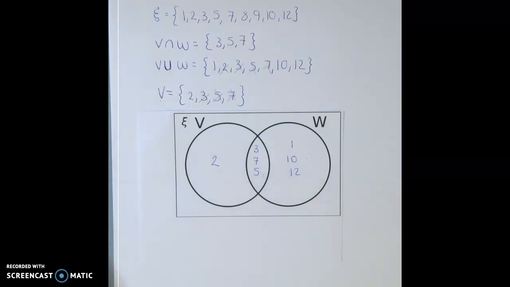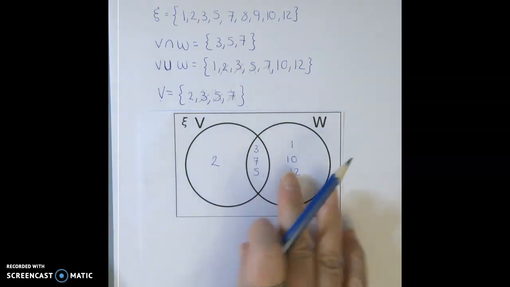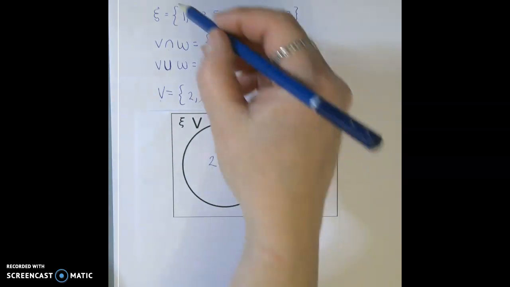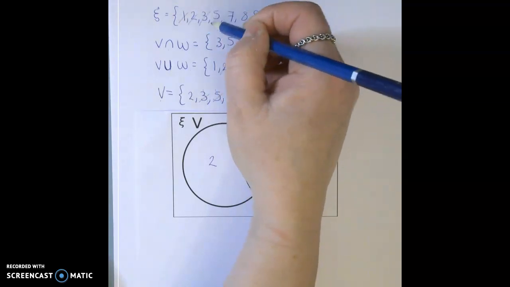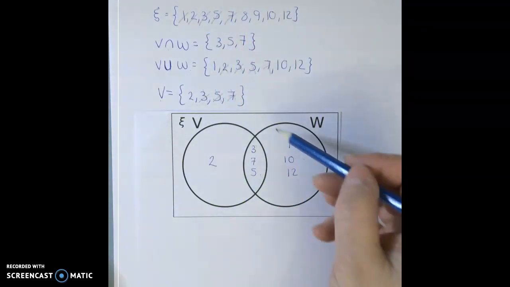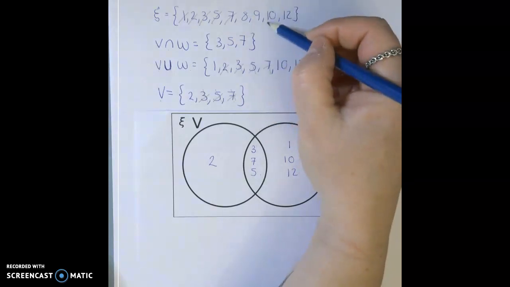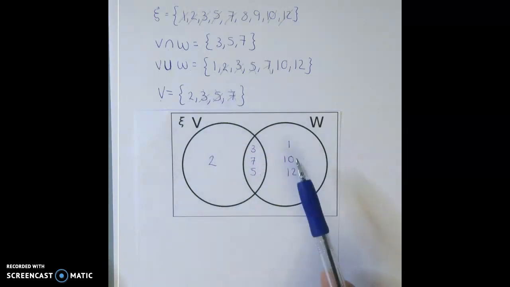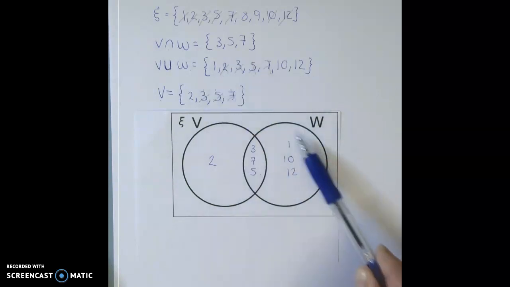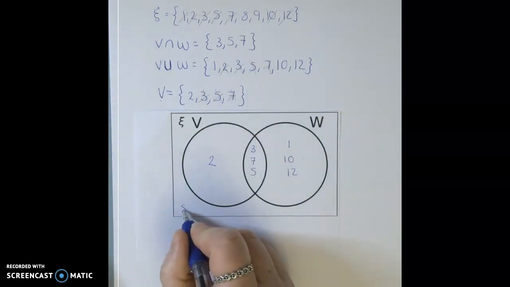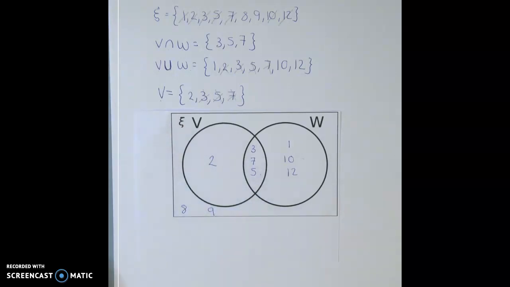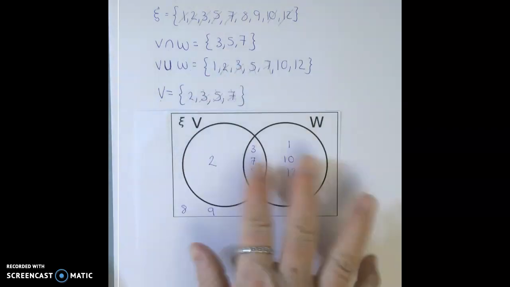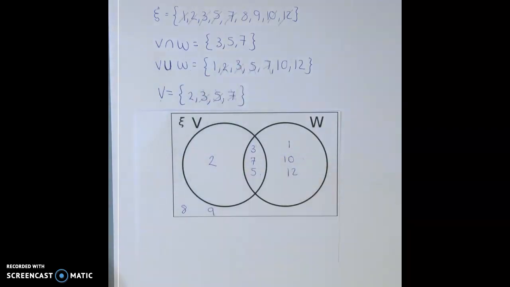And then we can cross off all the numbers from our universal set that we have in the two circles and in the intersection. So we have the 1, the 2, the 3, the 5, the 7. We don't have an 8 and we don't have a 9 and we have a 10 and a 12. So the 8 and the 9 don't belong to subset V because they're not in here. And the 9 and the 8 don't belong to W either because they're not in this circle. So we know that 8 and 9 go on the outside of our circles because they don't fit into either set W or set V.